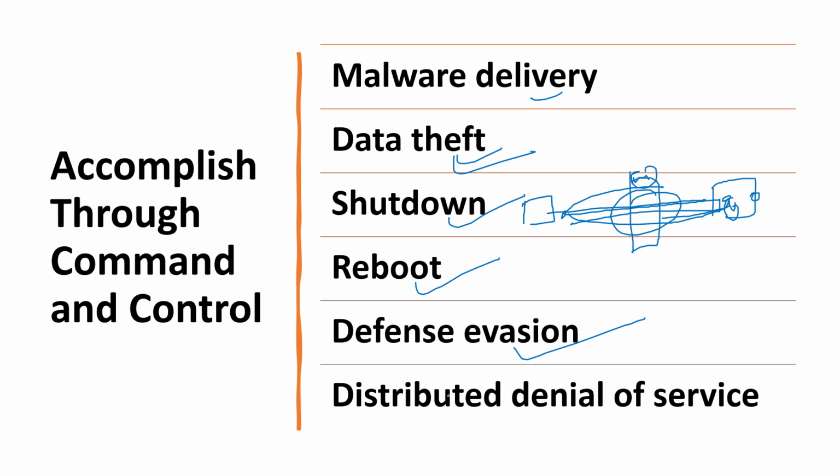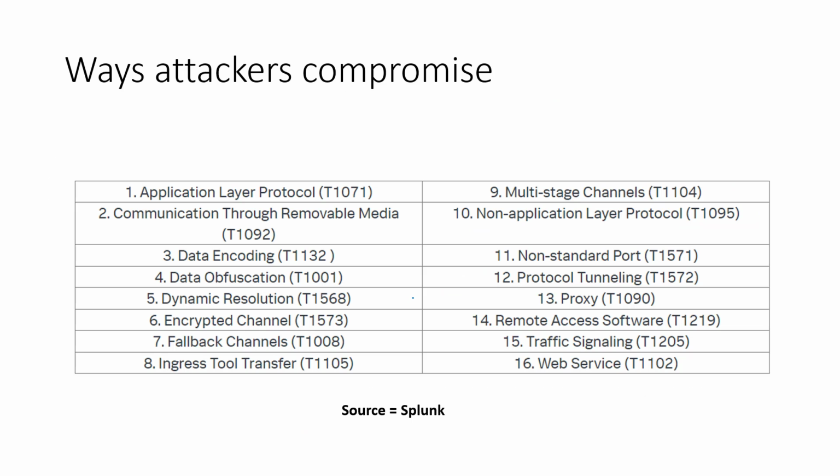We can overwhelm a server or network by flooding it with internal traffic. We use multiple parameters by which we can do that. We're targeting application layer protocols. We can also communicate through removable media. For example, I will keep a C2 application in a pen drive, and I gift it to that user.